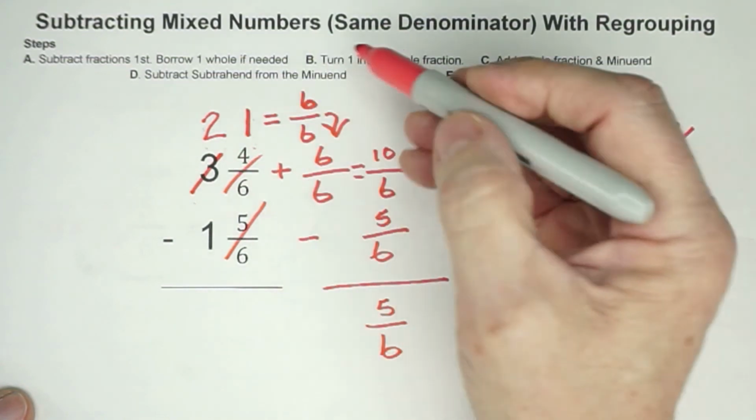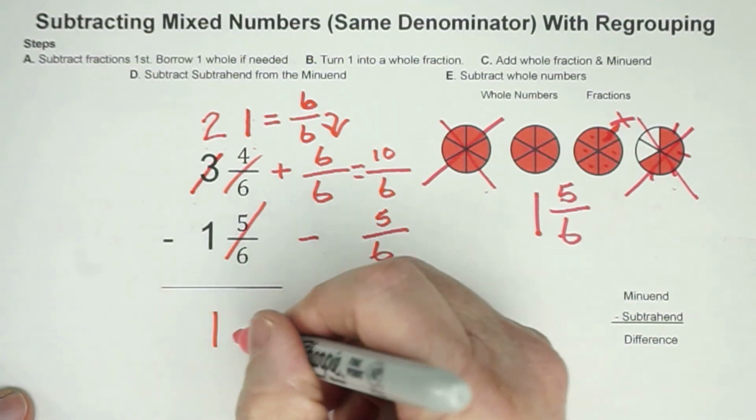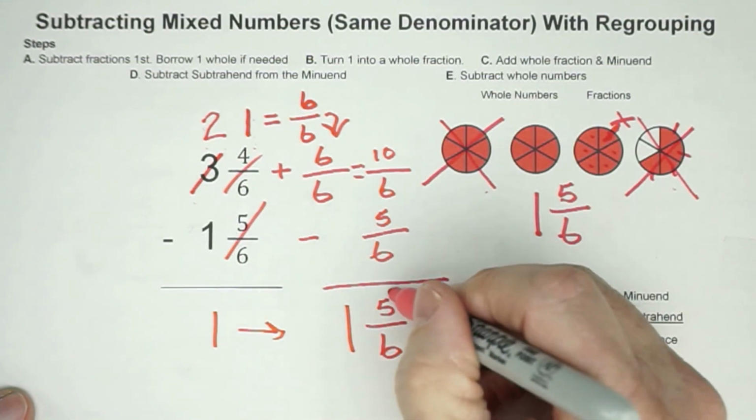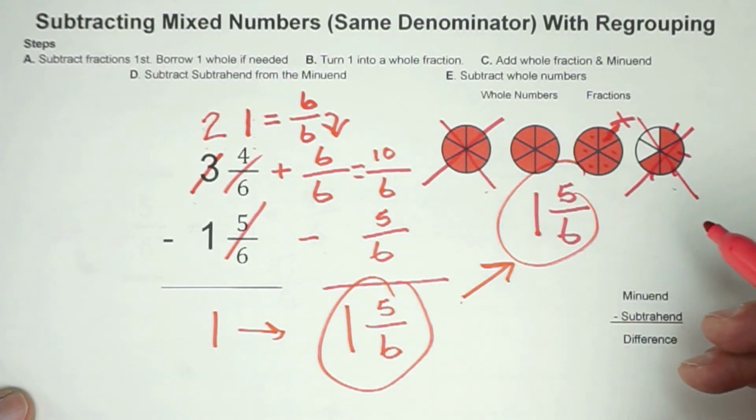And then go to our whole numbers. Our last step is 2 minus 1 would be 1. If I scooch it over here, our answer is 1 and 5/6. And you can see how we got the same thing with the model.